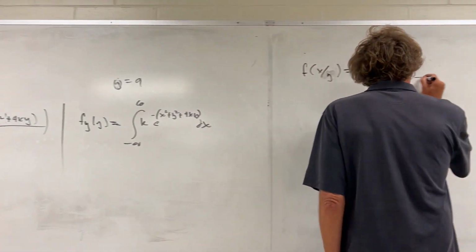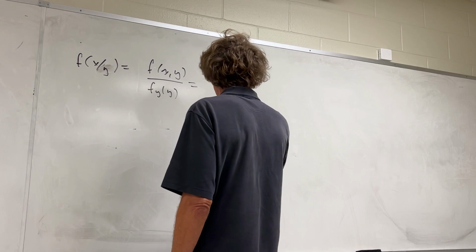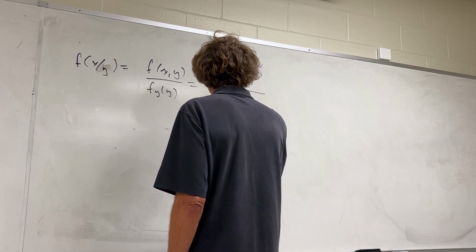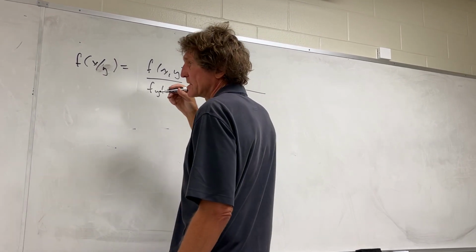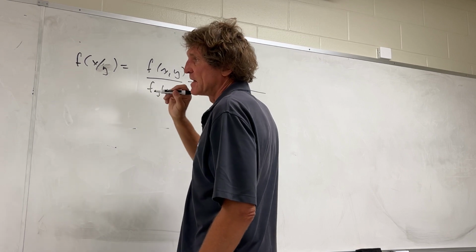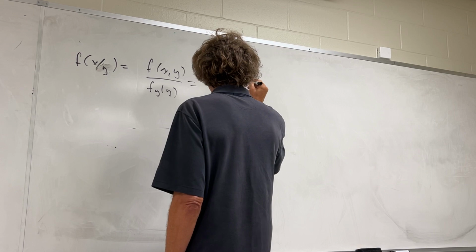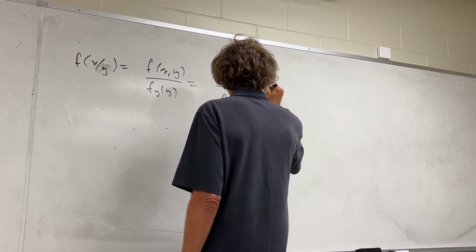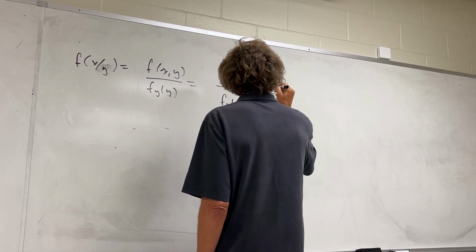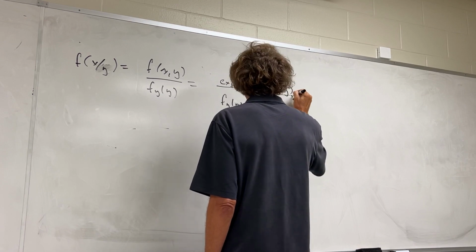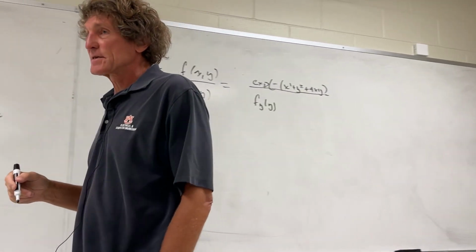So I can write this as, and I'm going to leave it as just a function of y, just call it f_Y(y). This will become unnecessary because it's not a function of x. And it's times the joint one, exp to the minus quantity x squared plus y squared plus 4xy. So that's the f of x given y.